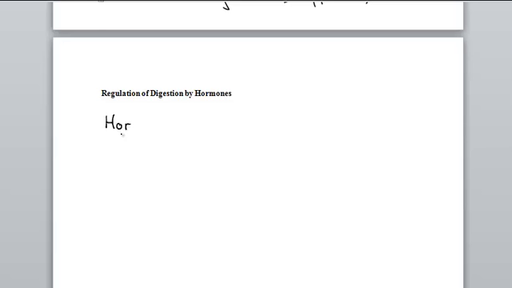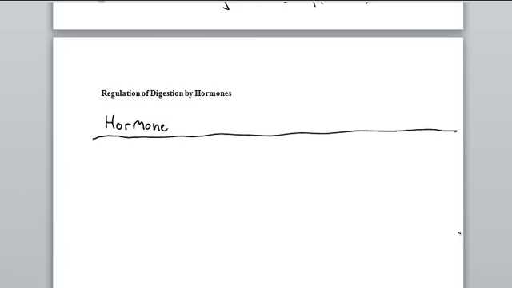So we're going to make a little table here. It's going to have 4 columns. The first is going to be the name of the hormone. Then we're going to talk about where it's released from.